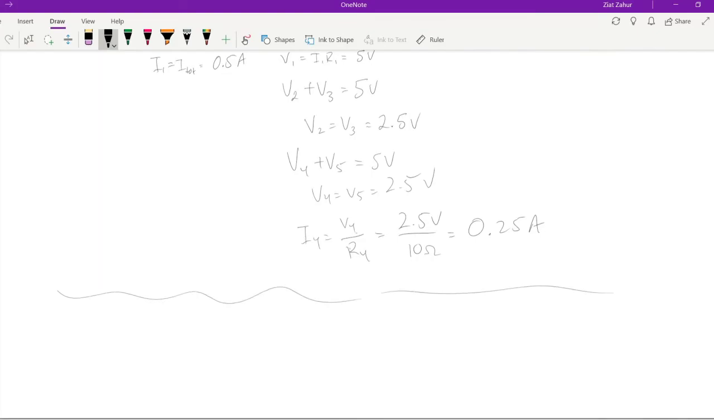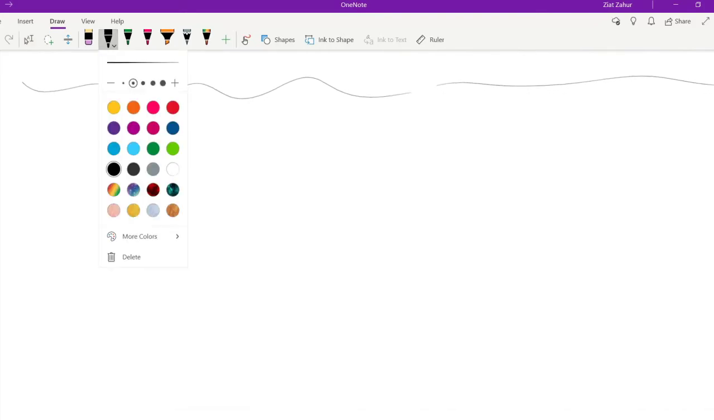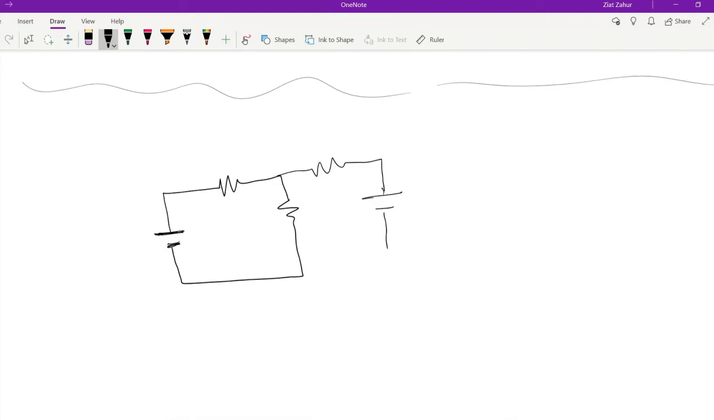Now, why is the method useful? Well, it's useful when you have more complex circuits that you cannot simplify. So let's take a look at a different circuit with 2 batteries. Okay, let's call this epsilon 1 and epsilon 2. This is R1, R2, R3.